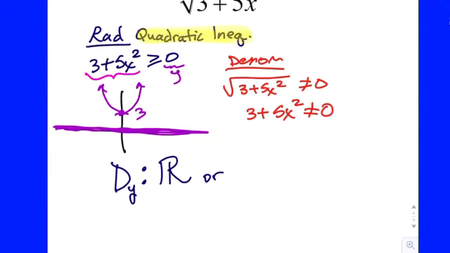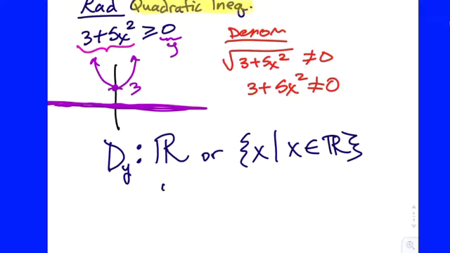Or if you want to get fancy, like if you eat Grey Poupon instead of French's mustard, you could say the set of all x such that x is an element of the real numbers. You could do that too. It's kind of fancy. It looks nice. Sometimes it's just fun to make those braces. Or if you're an interval notation person, what could you do?